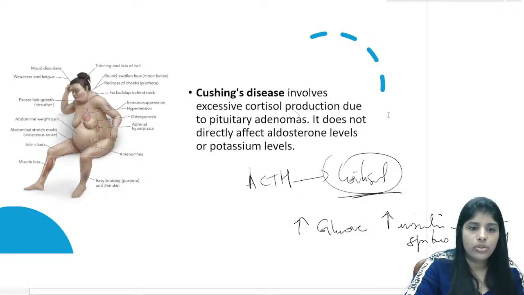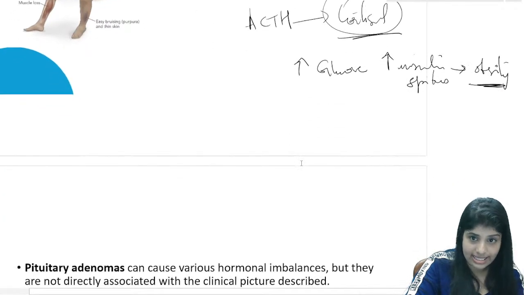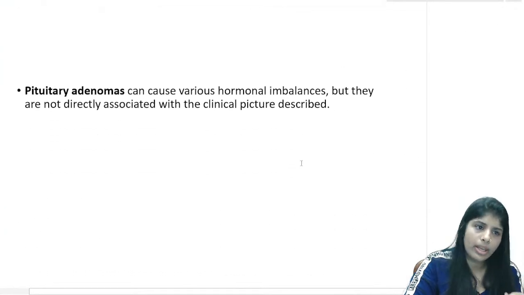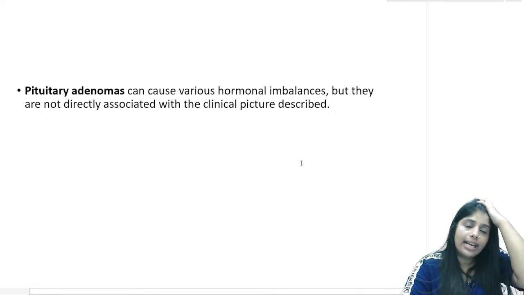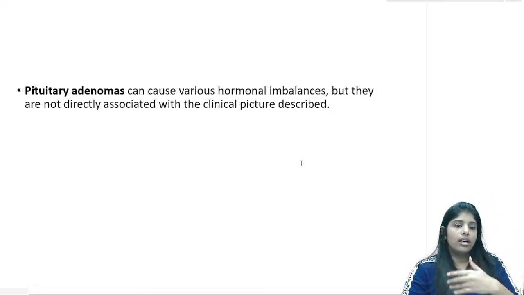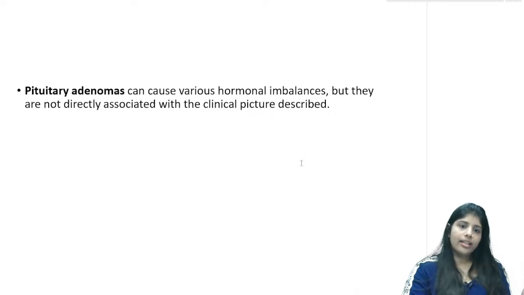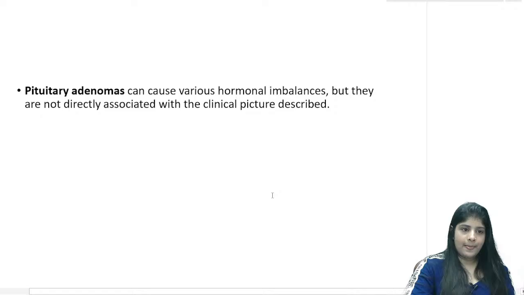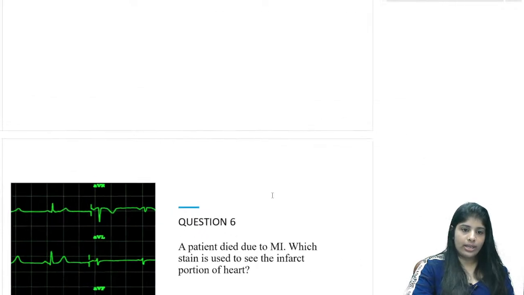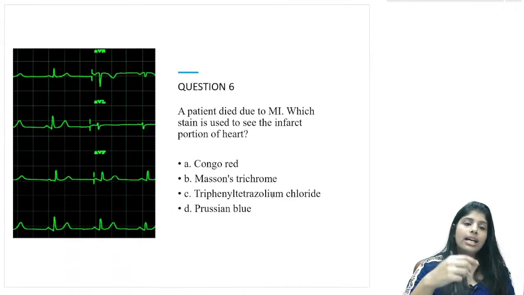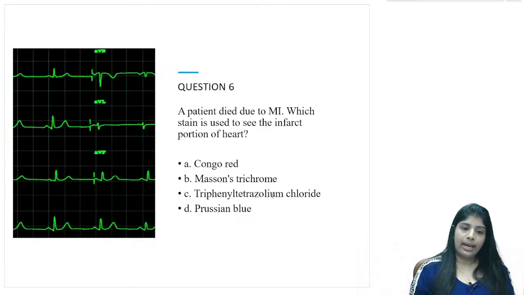All right. So you got the idea of what this Cushing's disease is now. Pituitary adenoma, we have already said what it is. The adenoma of the pituitary, and there are hormonal imbalances of all the hormones that are secreted and stored in the pituitary gland. Fine. Now let's move on to the sixth question. A patient died due to MI. Which stain is used to see the infarct portion of the heart?